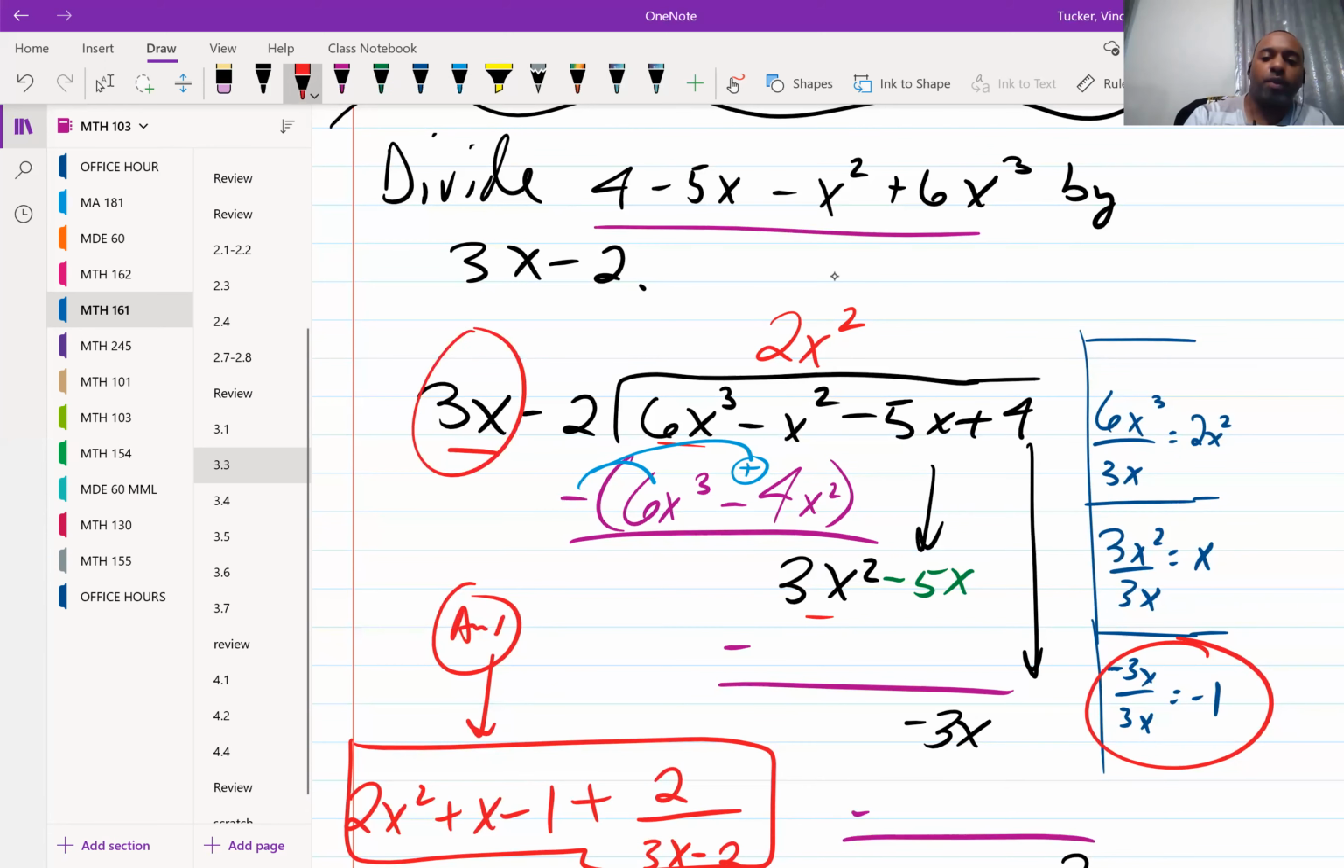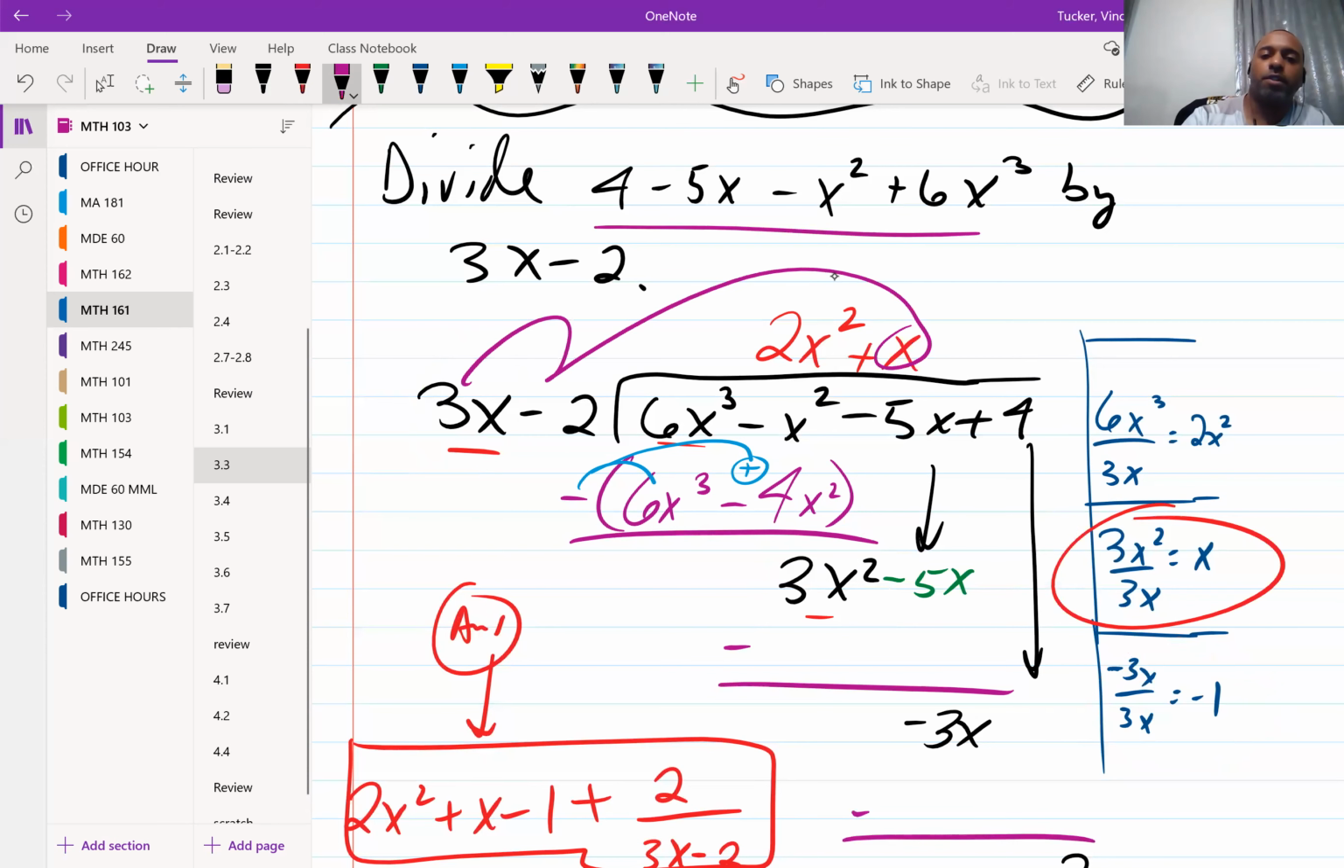So now you compare the first terms again. What times 3x will give me 3x squared? It's going to be x. Put that here. Multiply this to both terms. That'll be 3x squared minus 2x.